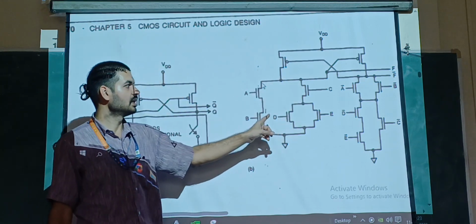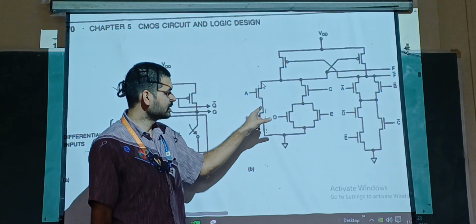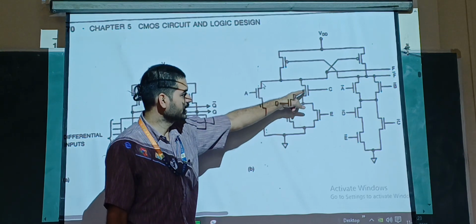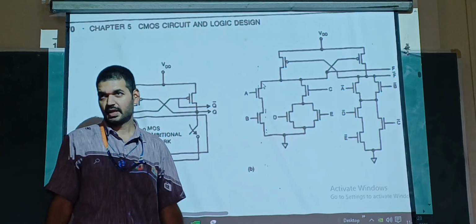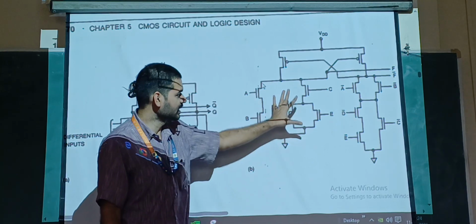And for NMOS, what we do is we draw our normal NMOS, which is drawn here. So this circuit is for AB plus C into D plus E. AB plus C into D plus E. Our question is answer. Okay.